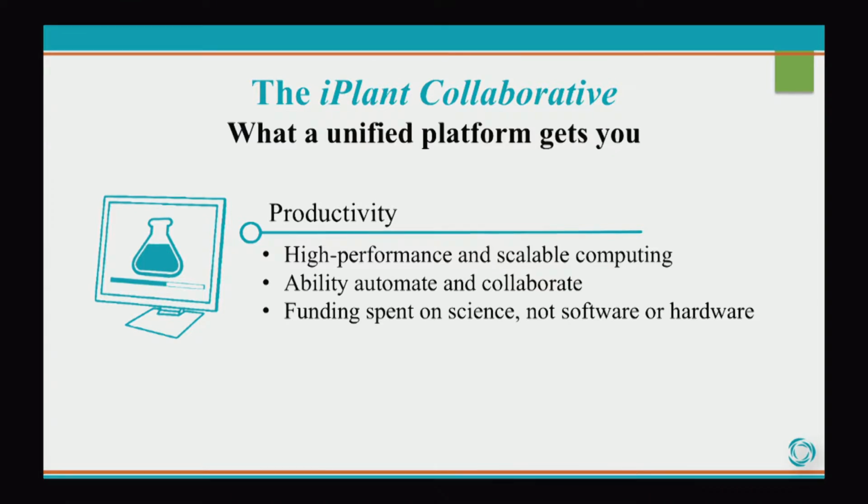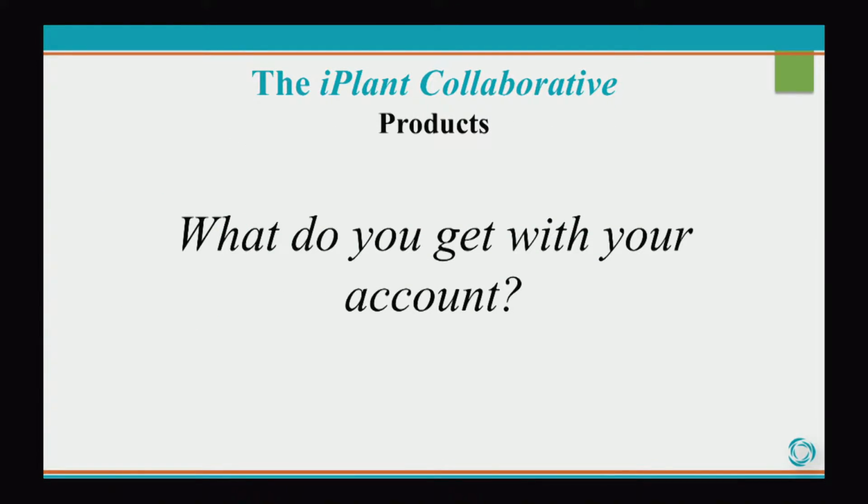Productivity is another key factor. So being able to use high performance computing, scalable platforms, what this means is that if you're sitting on a project and an analysis and it's taking weeks to run, you may want to rethink that, may want to ask us a question: how can we speed that up, how can we be more efficient? Also really key, how can we be more collaborative? You have the ability to automate and collaborate within iPlant. You can share large data sets instantly with other users. We'll talk about that. And then also, you can spend more of your funding on science and not the software and the hardware. So, what do you get with your iPlant account?